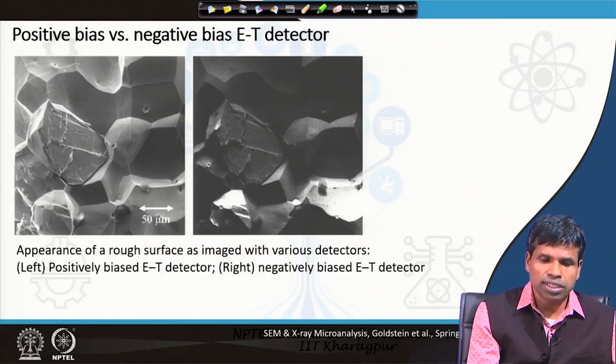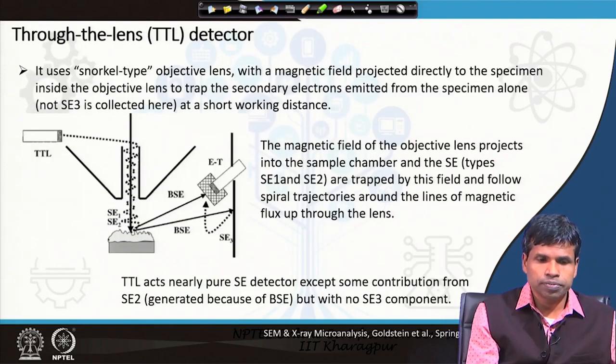Therefore, it looks darker and does not give a very clear surface image. So, it is all due to the number of secondary and backscattered electrons collected at the detector by applying either positive or negative bias to the detector.